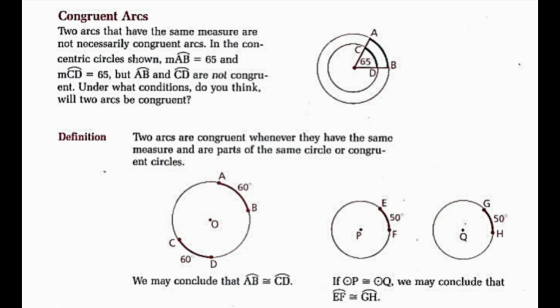So in my figure to the left, we have circle O with arcs AB and CD both having a measure of 60 degrees. Because this is one circle, each arc would have the same length. Now, looking at my figure to the right, we have circle P and circle Q. If circle P is congruent to circle Q, then arc EF would be congruent to arc GH because they would have the same length as well as the same measure.